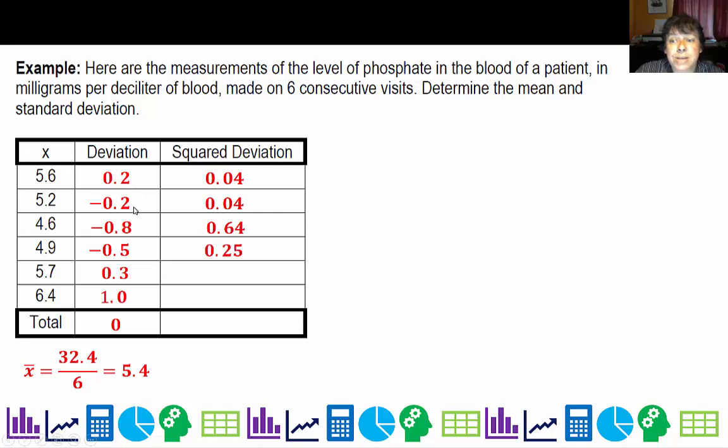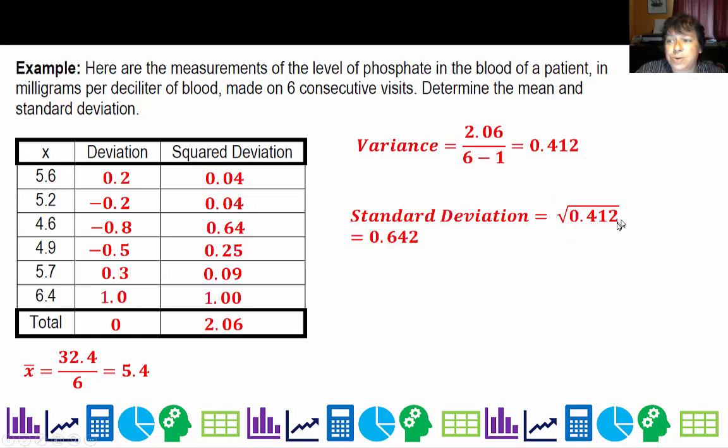Notice you get the same thing from 0.2 and negative 0.2. That makes sense. And add those all up. That's 2.06. So that's the sum of the squared deviations. To get the variance, I'm going to have to divide by n minus 1. Our sample size is 6, so I'm actually going to divide by 5, and I get 0.412. And then to find the standard deviation, I take the square root of that, and I get 0.642. So the standard deviation in the levels of phosphate in the blood is 0.642.